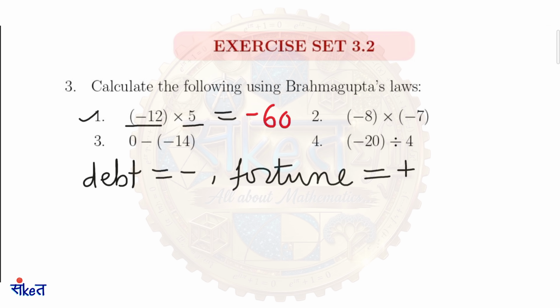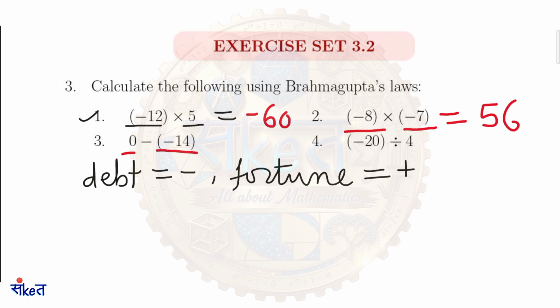Second law, debt times debt is a fortune. Debt times debt is what? Fortune. So minus 8 into minus 7. That is debt into debt, fortune. 8 into 7, 56.